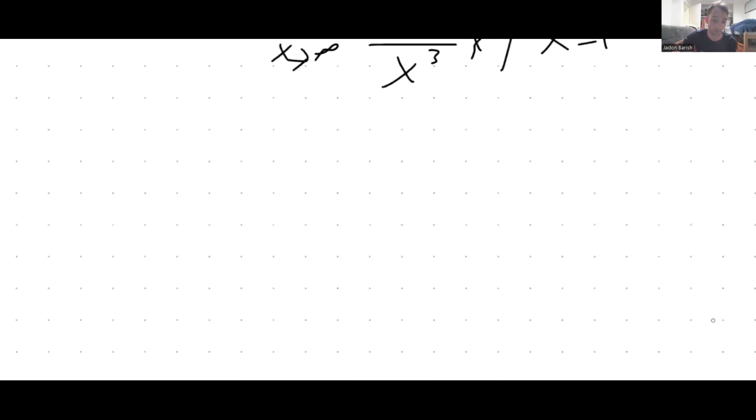Now, let me give you an example. If you have something like this, okay, I'm going to try to include all the parts. I don't want to make it too hard, but I'm going to try to.